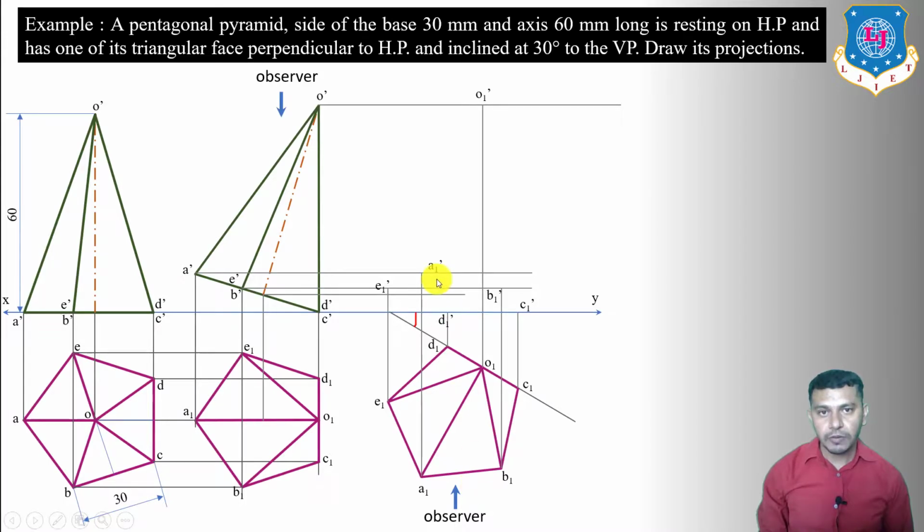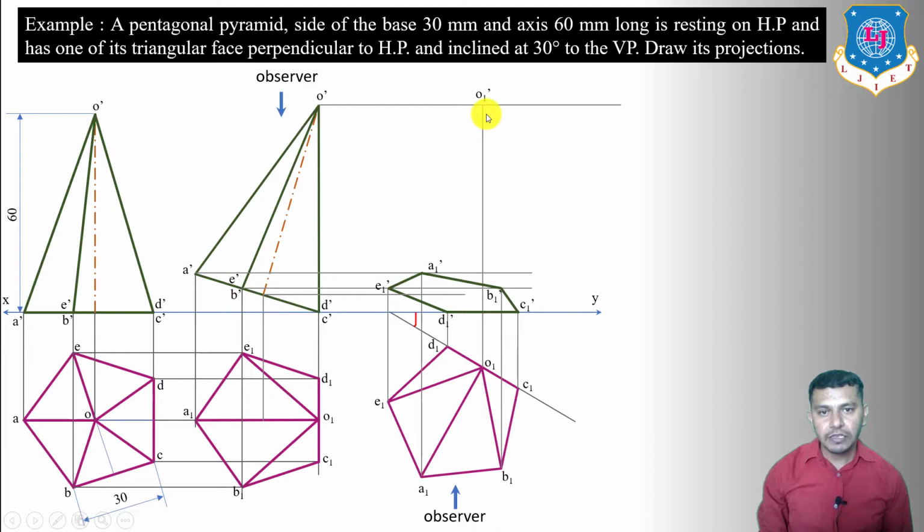Okay, so right now you can see that the base is nearer to the observer because the apex is nearer to the XY reference line, it is nearer to the vertical plane. And the base is away from the vertical plane, but the base is nearer to the observer. So whenever the base is nearer to the observer in the elevation, the base is going to be visible. Okay, so connect A1 dash, B1 dash, C1 dash, D1 dash, E1 dash. It is going to be visible. So A1 dash B1 dash, B1 dash C1 dash, C1 dash D1 dash, D1 dash E1 dash, E1 dash A1 dash. The base is going to be visible because the base is nearer to the observer.